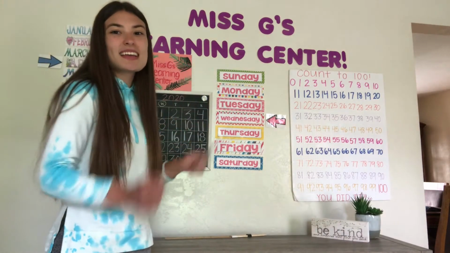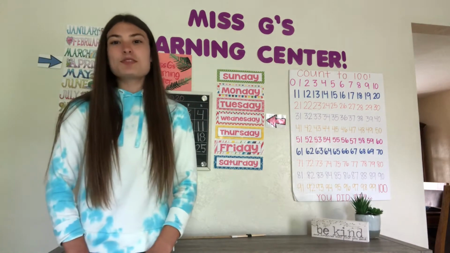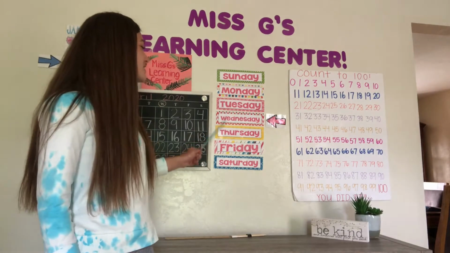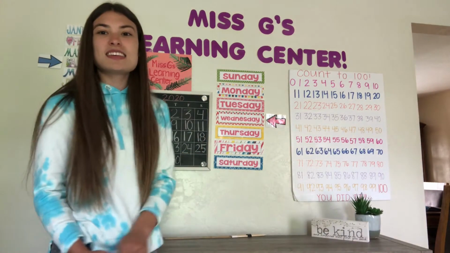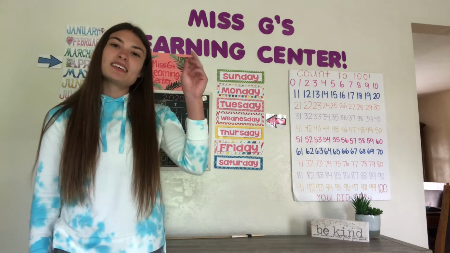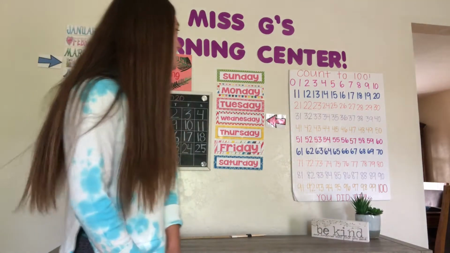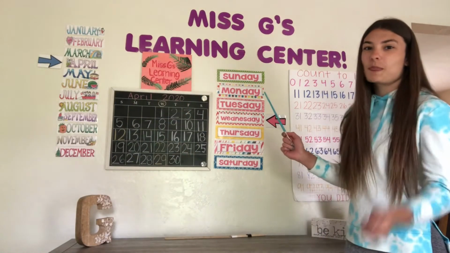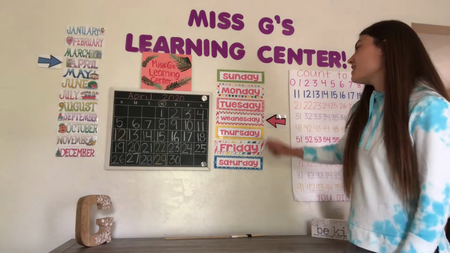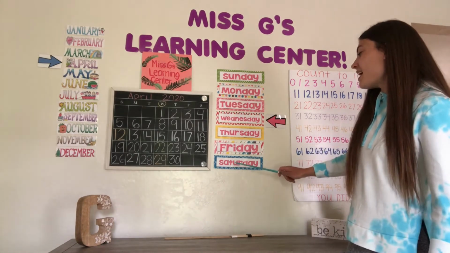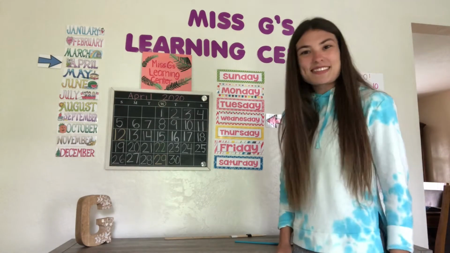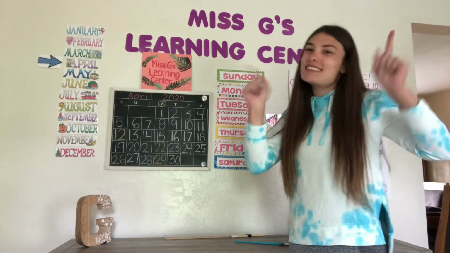Days of the week. Days of the week. Days of the week. Days of the week. Days of the week. There's Sunday and there's Monday, there's Tuesday and there's Wednesday, there's Thursday and there's Friday, and then there's Saturday. Days of the week, days of the week, days of the week, days of the week, days of the week. Very good, let's do that one more time. Days of the week, days of the week, days of the week, days of the week, days of the week. There's Sunday and there's Monday, there's Tuesday and there's Wednesday, there's Thursday and there's Friday, and then there's Saturday. Days of the week, days of the week, days of the week, days of the week, days of the week. Yay, you did it! Good job!